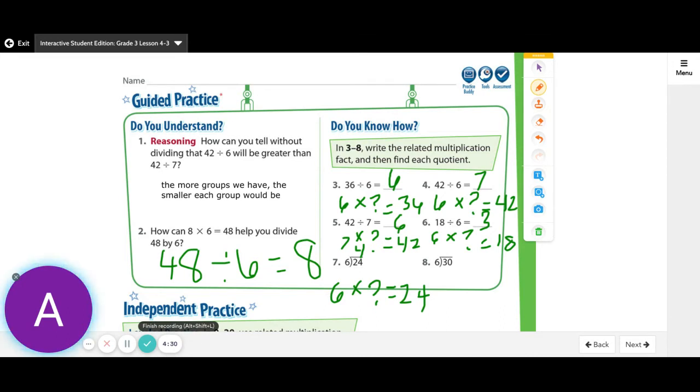And then over here we have 30 divided by 6. So I think, 6 times what gives me 30? I know 6 times 5 is 30. You can pause the video if you need to write these down.